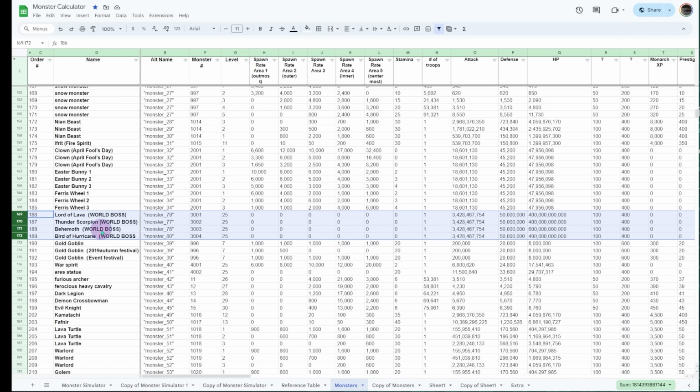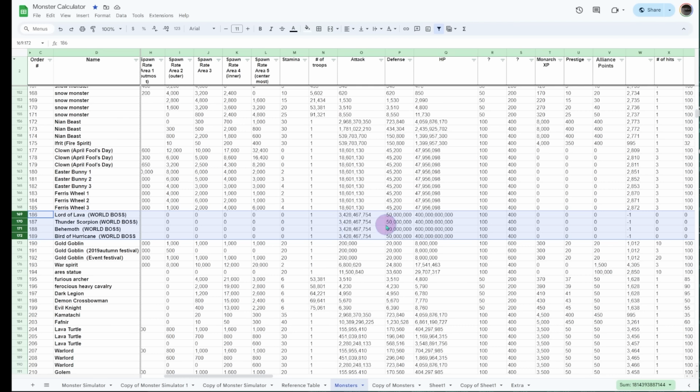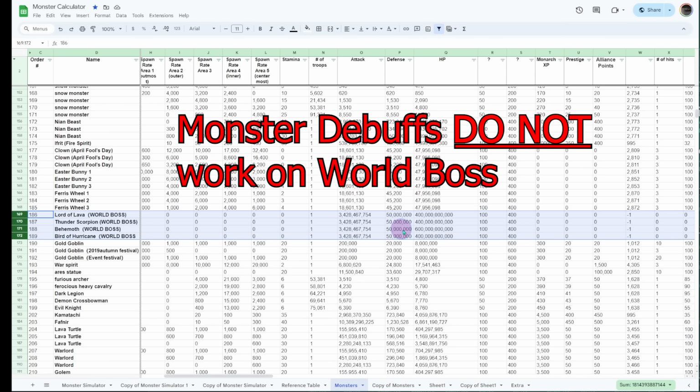But here we have the world boss monsters. The attack, defense, and HP are all going to be the same with the exception of Behemoth. Behemoth has 600. That is because the Behemoth is weak against mounted, and we always send mounted. So Evony had artificially increased the HP because otherwise we'd kill the Behemoth a lot sooner. They only get debuffed by troops. Monster debuffs do not apply to world boss monsters.